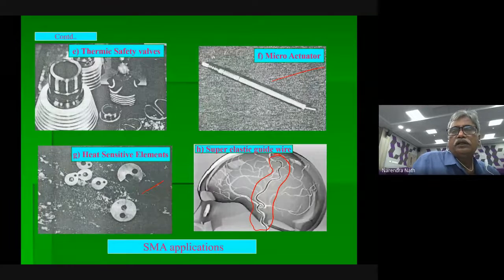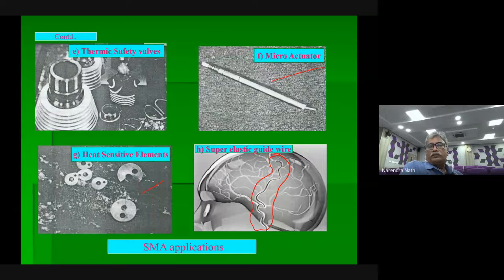This is actually a superelastic guide wire. So it's a human brain. So they're using this to remove some clots here somewhere. And just to think of the straight wire, this is actually a two-way shape memory effect. They trained this wire in such a way that all the time it is going to become straight.